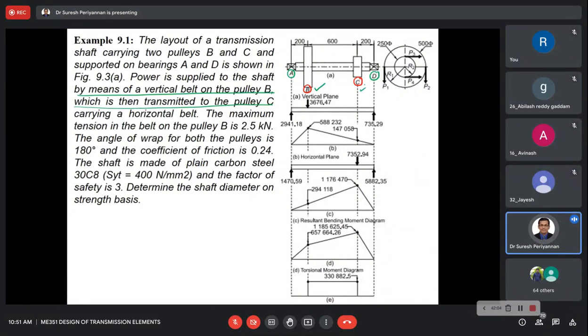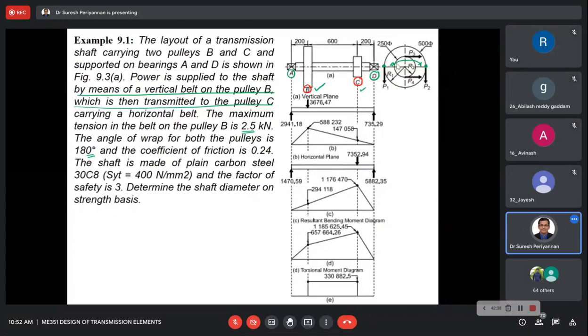Now, the maximum tension in the belt on the pulley is 2.5 Newton. The angle of wrap for both pulleys is given as 180 degrees. You might have studied this in basic mechanical engineering, BME. The angle of wrap is clearly given, 180 degrees. The coefficient of friction is given as 0.24. The shaft is made of plain carbon steel.